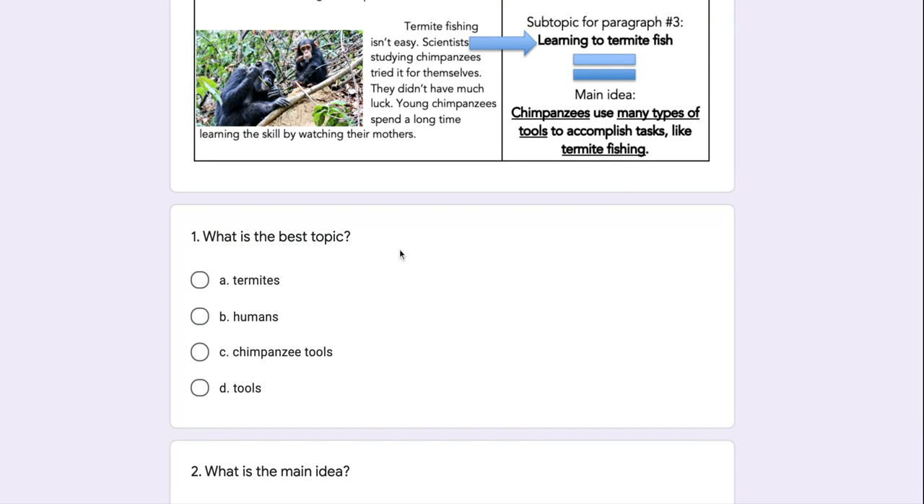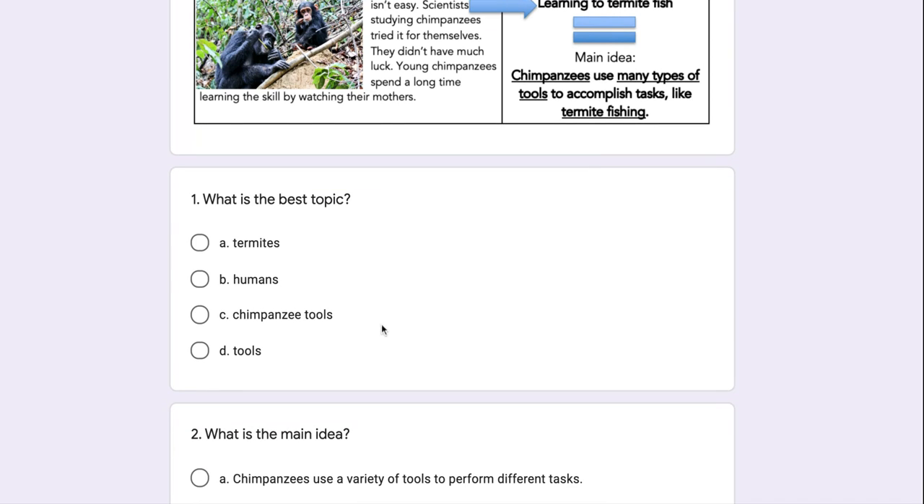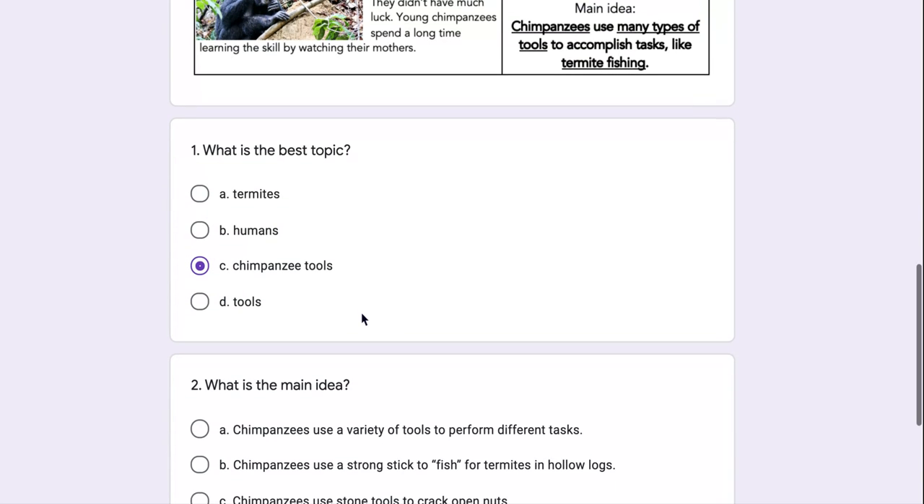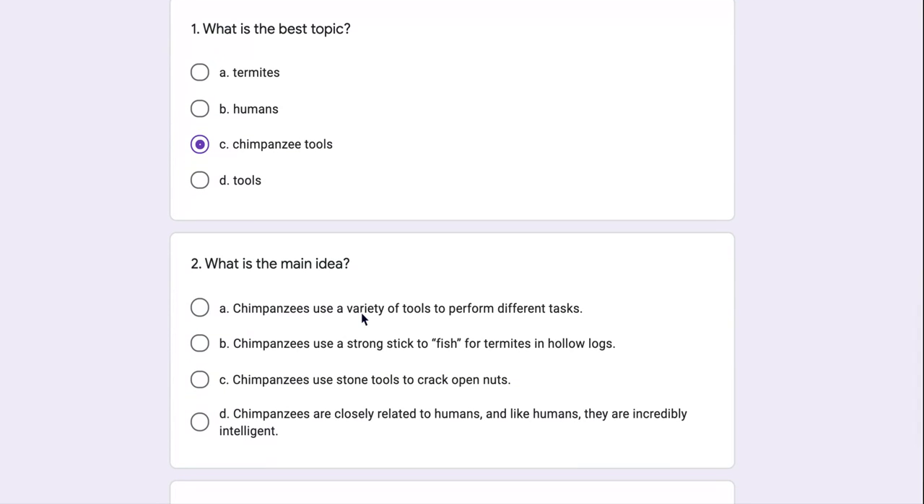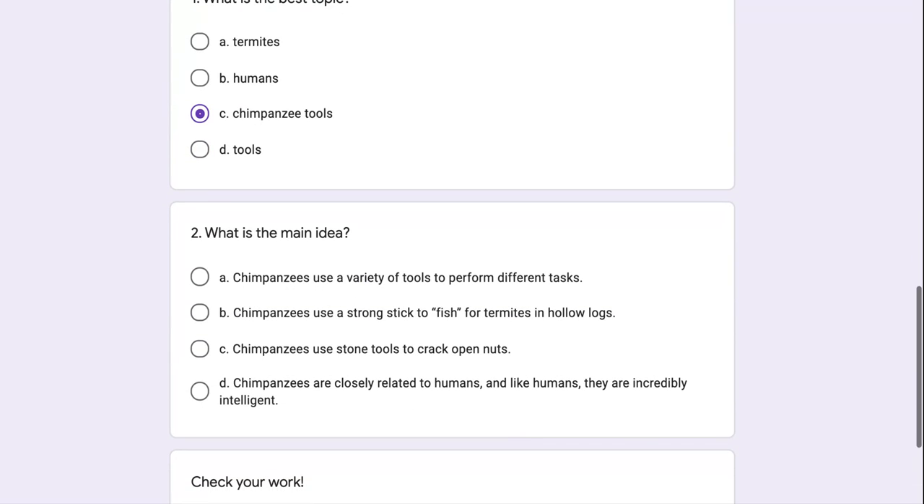Our main idea for the whole thing is that chimpanzees use many types of tools to accomplish tasks like termite fishing. Now it's time for us to think about, based on what we've learned so far, what would be our best topic? We have 4 options: termites, humans, chimpanzee tools, and tools. Now, I know that this is mostly talking about chimpanzees, and so I want to make sure that whichever option choice I choose contains that. I see that chimpanzees are included in option choice C. Now let's look at our main idea. Remember, whichever main idea we choose must be supported by all of our subtopics, all 4 subtopics.